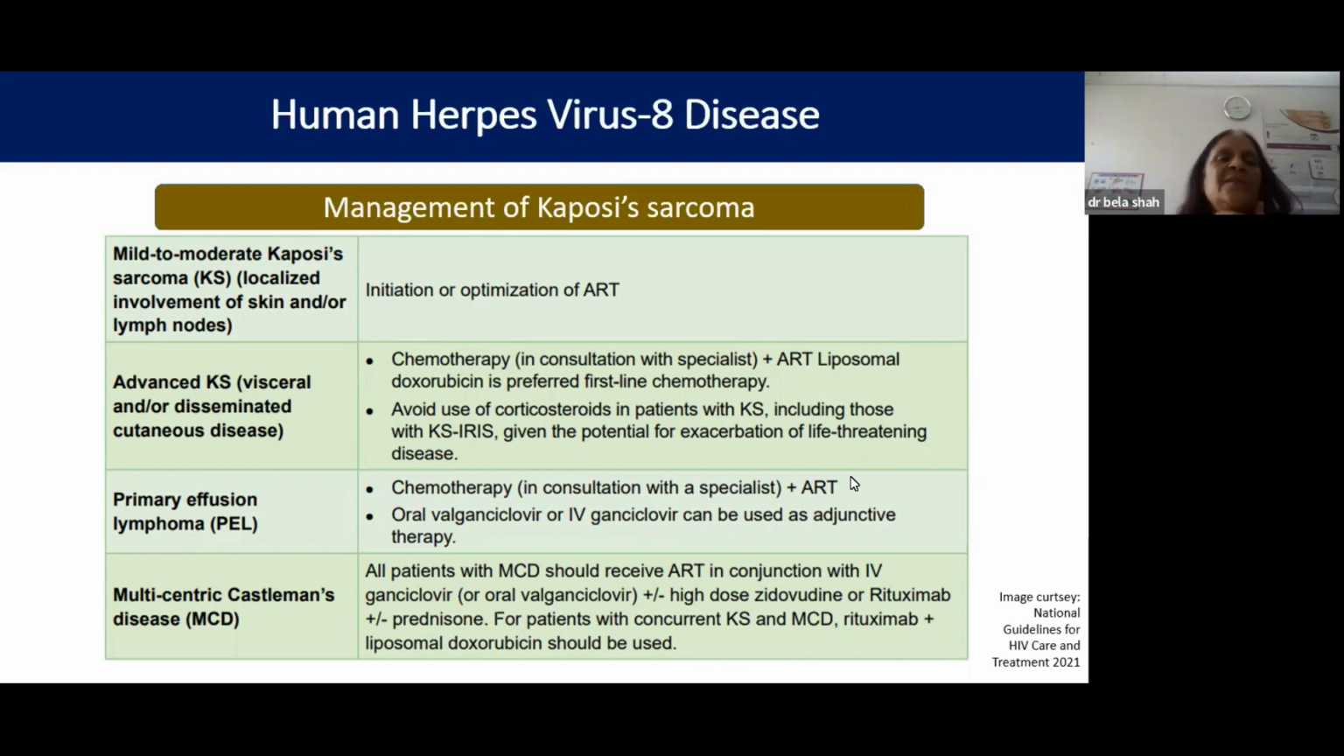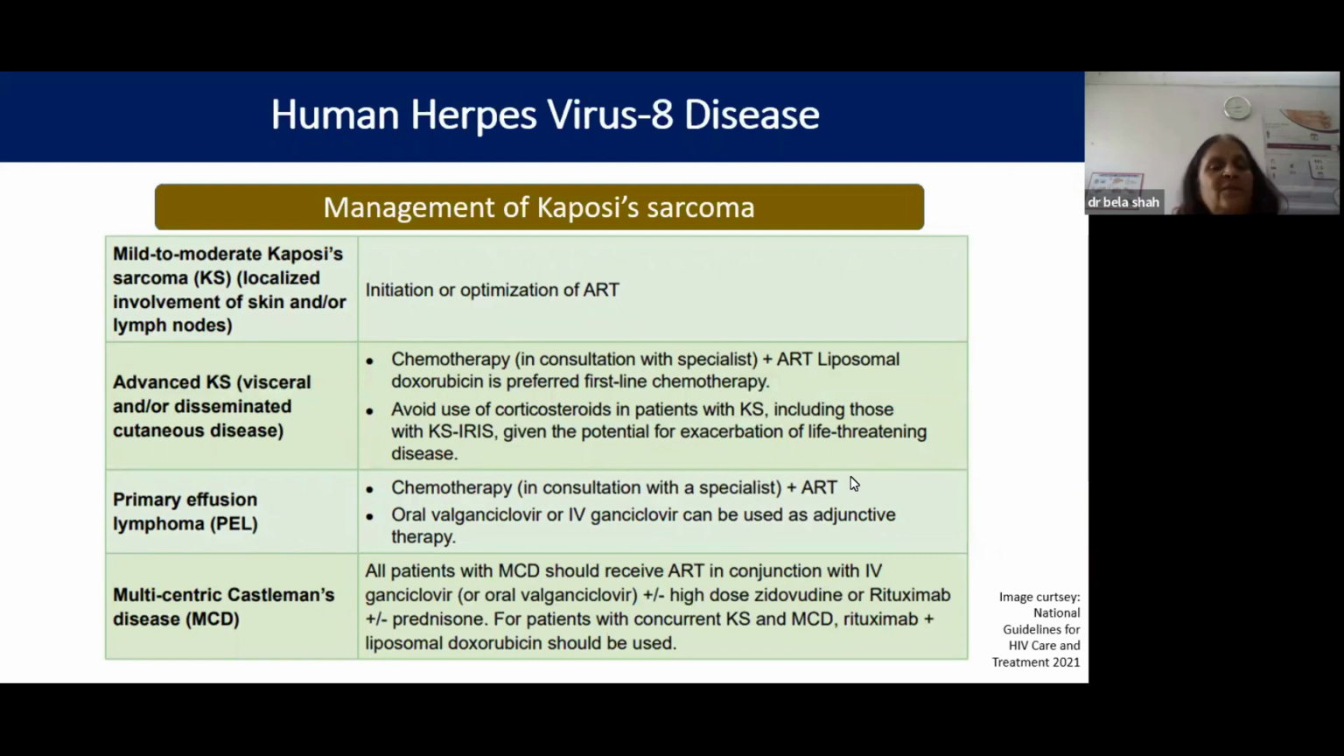And when the patients have visceral or disseminated cutaneous lesions, they are subjected to doxorubicin along with ART. So it is always in consultation with our friends and colleagues, who will initiate these patients on liposomal doxorubicin. And patients should not be given steroids. That is very important to remember. These patients should never be given steroids, even if the Kaposi sarcoma has occurred as IRIS. Please do not start these patients on steroids.